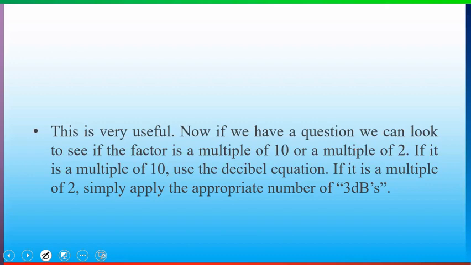This is a very useful equation. With the help of this equation, we can express any change in quantities which are multiples of 2. And there are a lot of numbers which are multiples of 2. For example, if there is any change from 3 to 6 or 6 to 12 or 12 to 24, these changes will also be expressed in this way. If there is any change from 4 to 8, 8 to 16, from 5 to 10, 10 to 20, 20 to 40, and so on, all these changes will be expressed in this 3 decibel format.